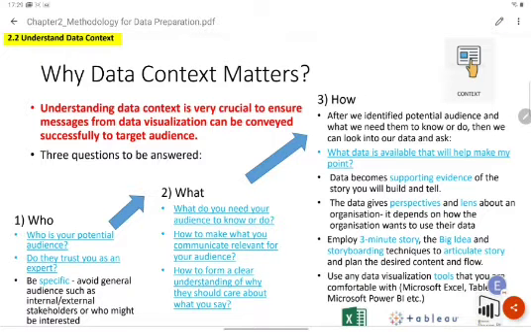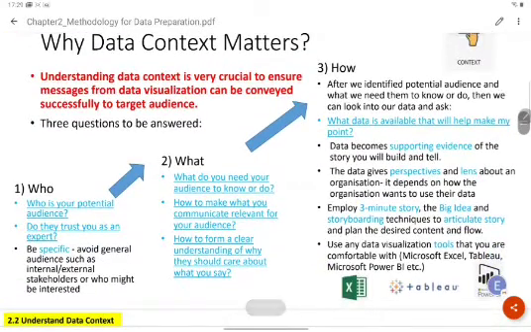Next we go to why data context matters. Understanding data context is very crucial to ensure messages from data visualization can be conveyed successfully to the target audience. Three questions to be answered: who, what, and how. Who is your potential audience? Do they trust you as an expert? Be specific to avoid general audiences such as internal or external stakeholders, or whoever might be interested. So you have to find who your potential audience is.